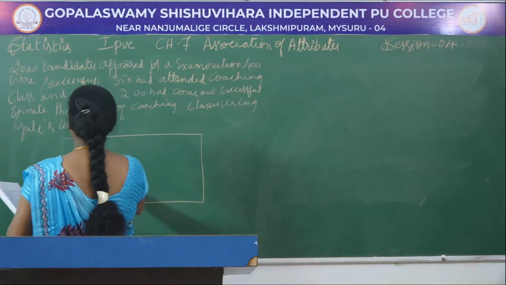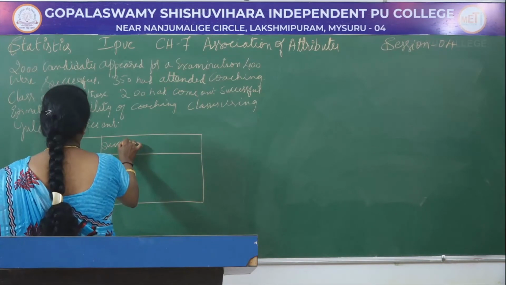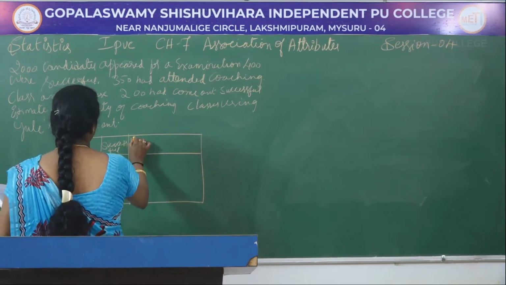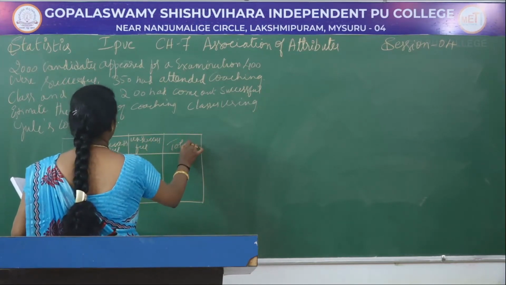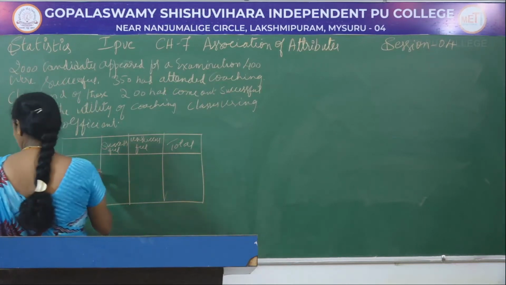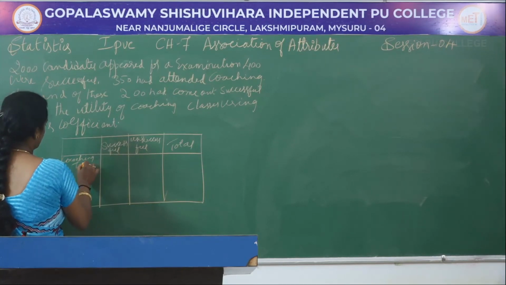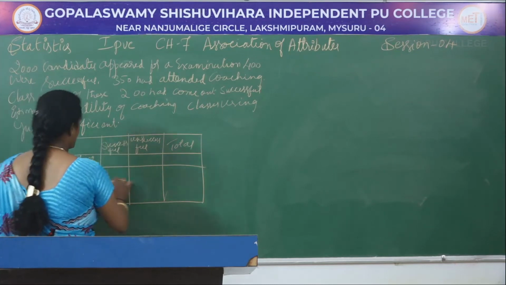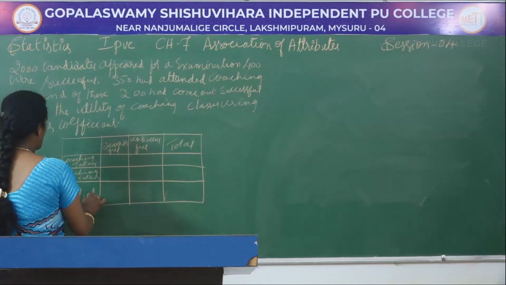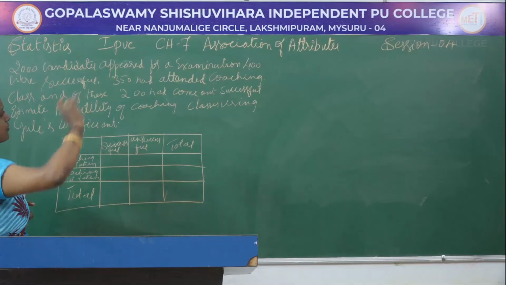So, successful, unsuccessful, and the total, and here it is coaching taken, coaching not taken, and it is total. First complete the table, okay, you just read out.